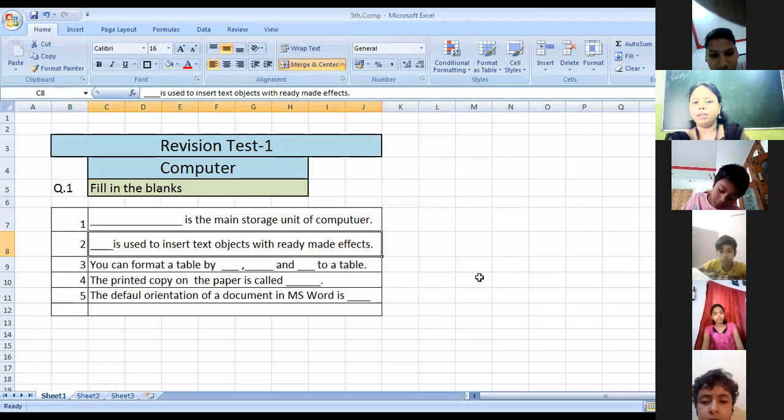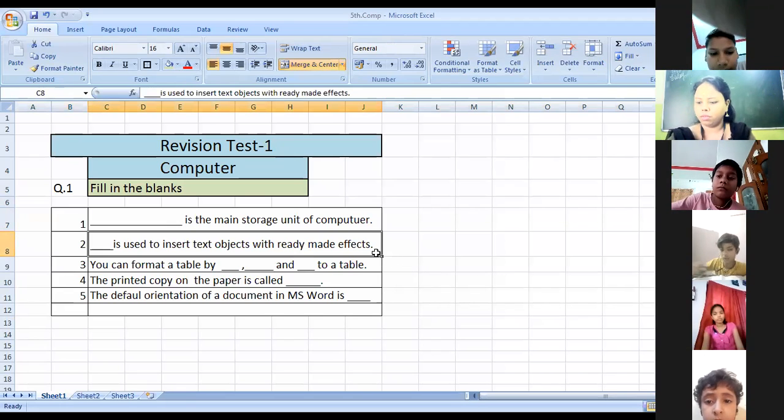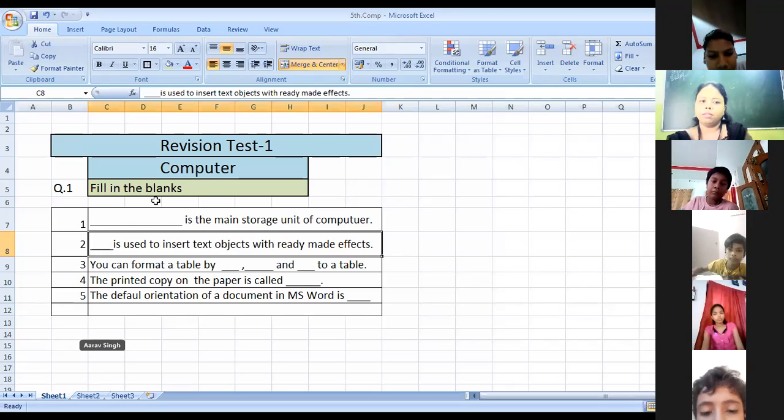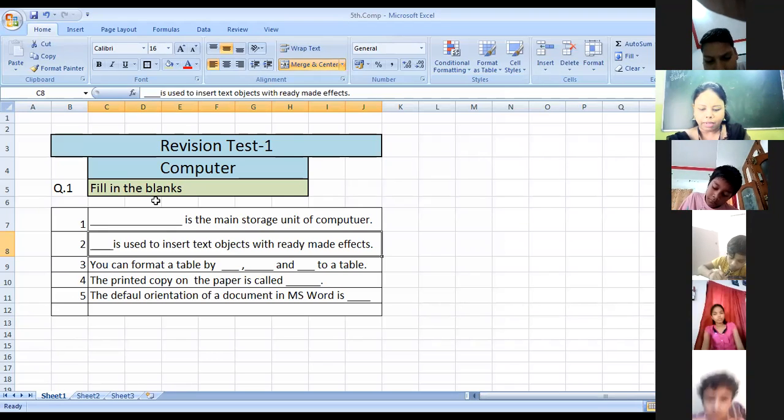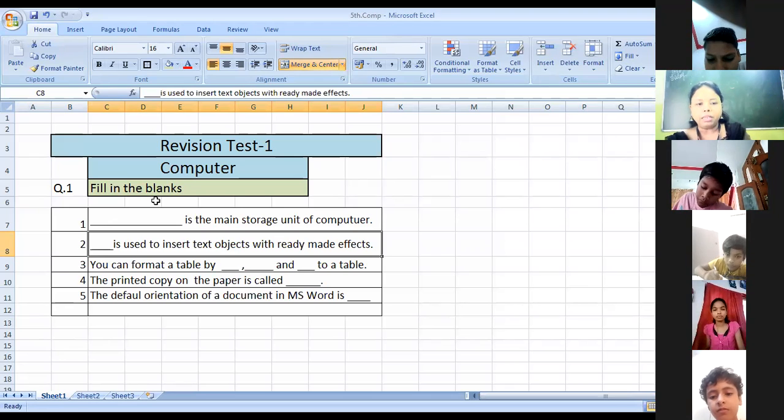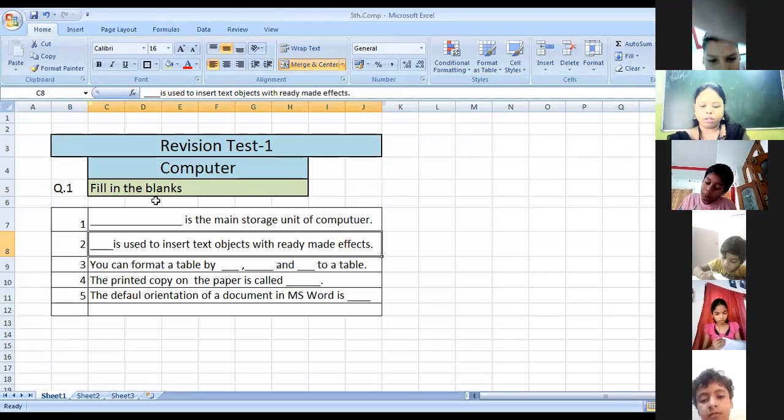I hope you all have written. Now take out your English book. Write down all these fill in the blanks and you have to complete these fill in the blanks on your revision notebook and send it to me on your WhatsApp group. Now take out your English book and let's complete the exercise which we left in our last week.